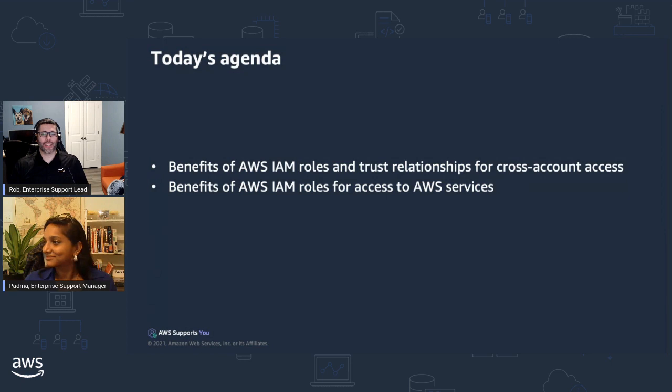So today's agenda, we're going to cover essentially the benefits of using an IAM role and trust relationships for getting access across accounts in your AWS accounts and organizations, and then using IAM roles as well and the benefits for access to other AWS services.